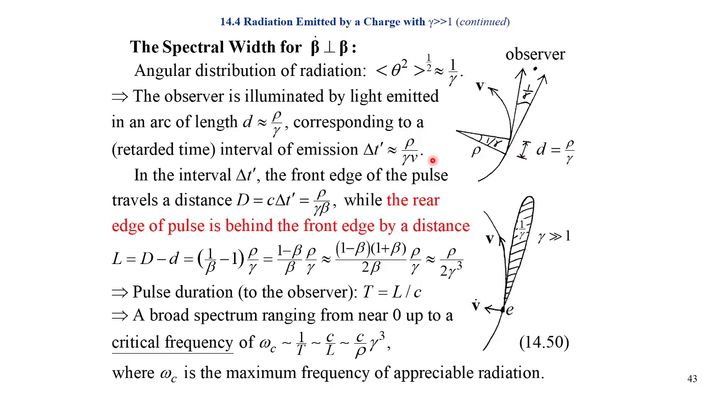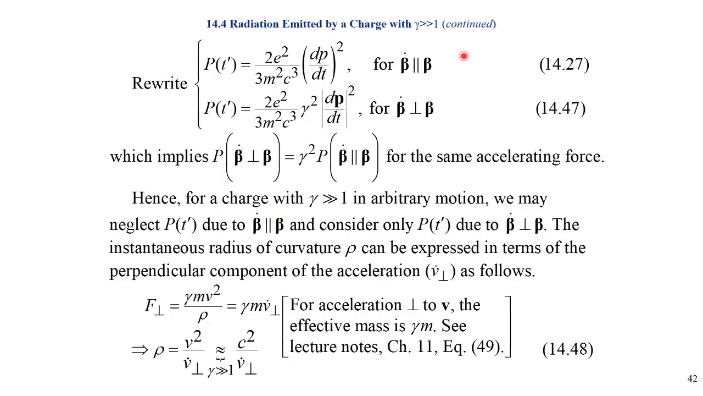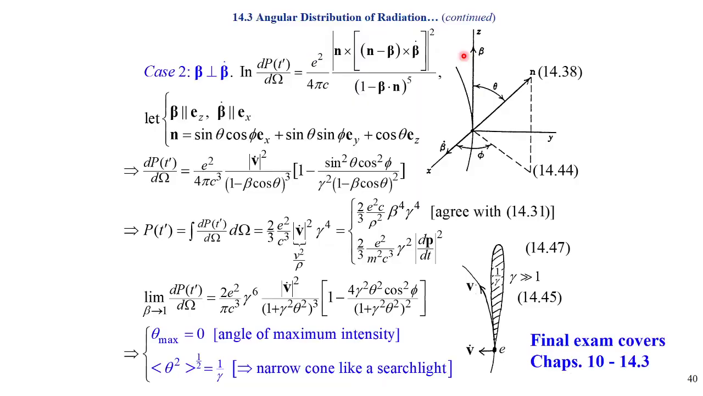So we know the angular distribution of the radiation: theta square root is approximately 1 over gamma. We can go back here. So we will have a very narrow cone-like searchlight, very narrow, just very narrow, a very narrow cone-like searchlight.